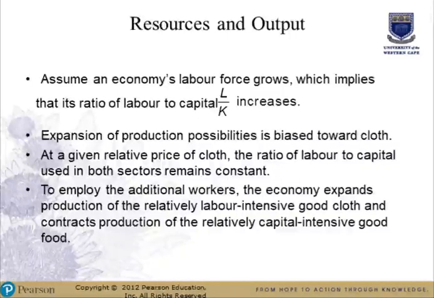Recall that the production of cloth is labor intensive relative to food. More so, both capital and labor are used in the production of food and cloth. Suppose we know the relative price of cloth in terms of food, and these prices are given, meaning they will not change. Furthermore, we know that these relative prices are associated with a fixed wage-rental ratio as well as the labor-capital ratio in the production of both goods, as we saw in figure 5.7.